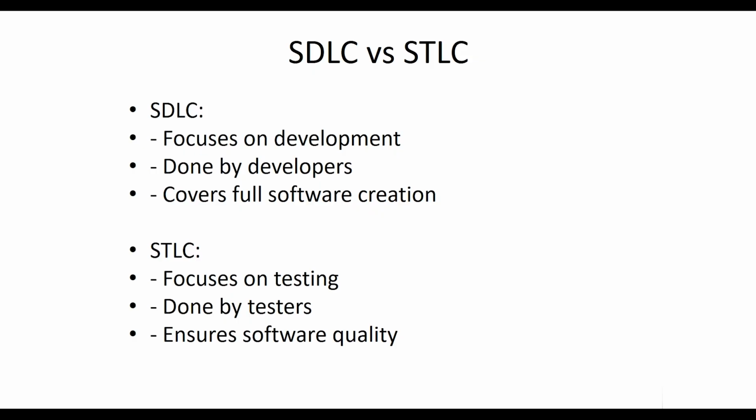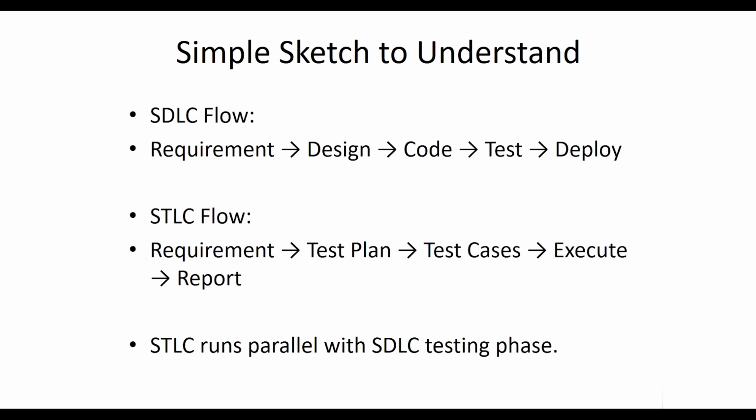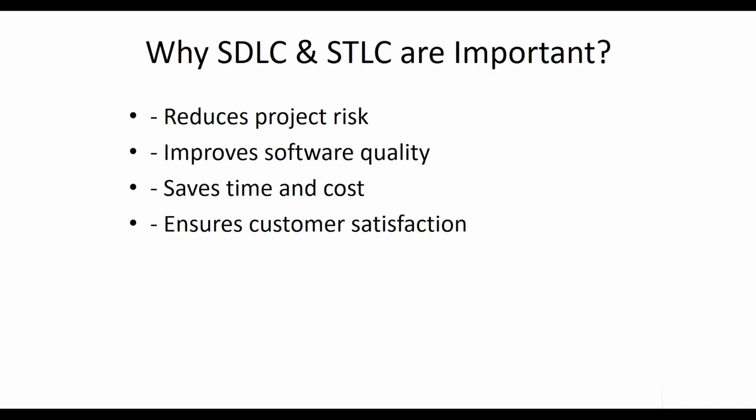SDLC and STLC. SDLC focuses on development done by developers, covers full software creation. Software testing lifecycle focuses on testing done by testers, ensure software quality. This is simple sketch to understand. SDLC requirement gathering first phase, then second phase is designing, code, test and deploy. Software testing life cycle flow is first phase is requirement gathering, test planning, test case creation, test case execution, and then report. STLC runs parallel with SDLC testing phase.